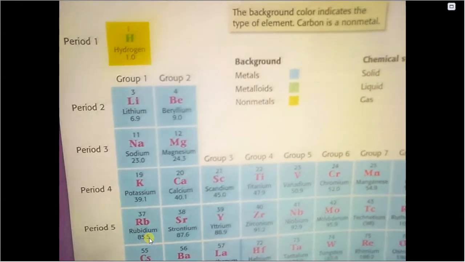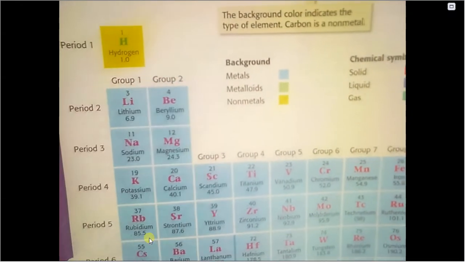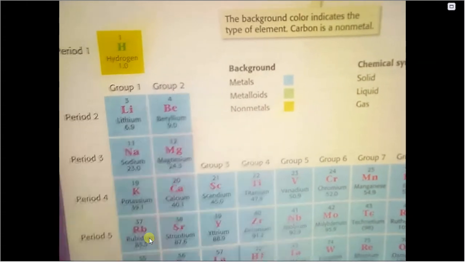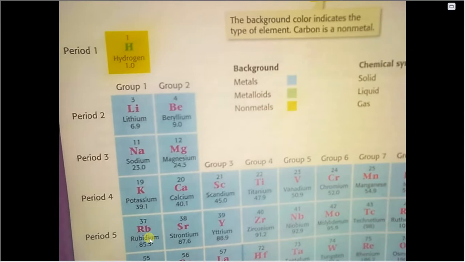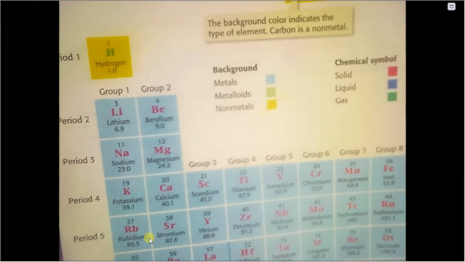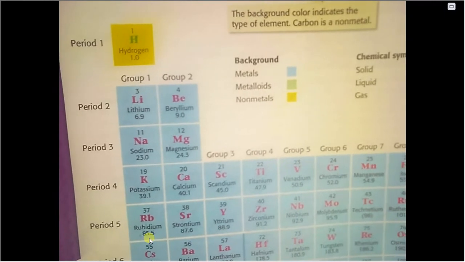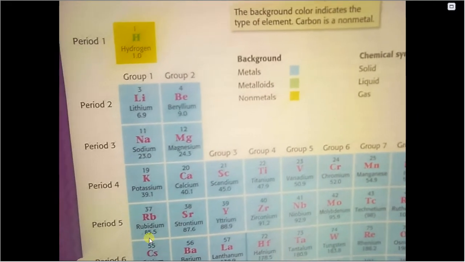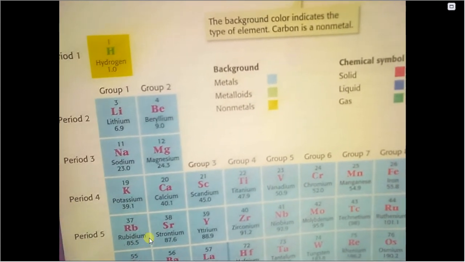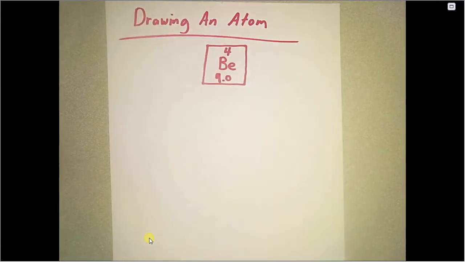And in order to find that out, we take the number 4, and that has to equal the same number of protons. So since 4 is the number of protons in the nucleus, if this is a balanced atom, which for now all of our atoms will be balanced, the number of protons, which are positive, has to equal the number of electrons. So when we go to draw our electrons, it will also be 4. So I can write that information in right before I even start drawing.